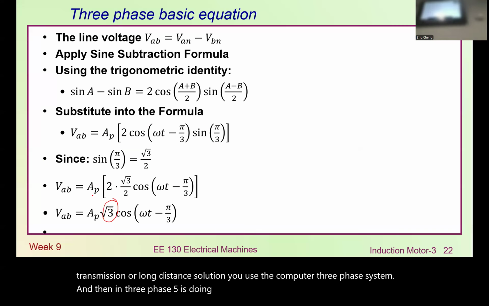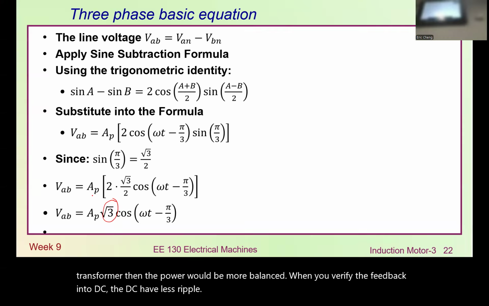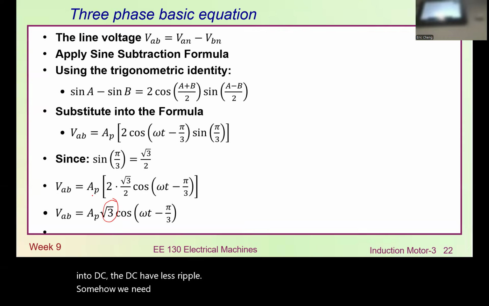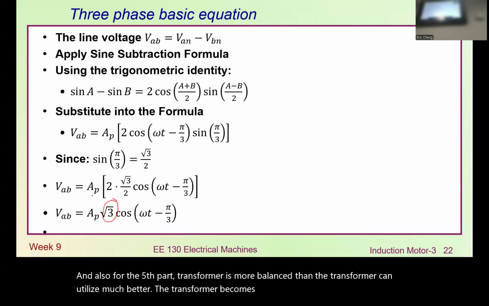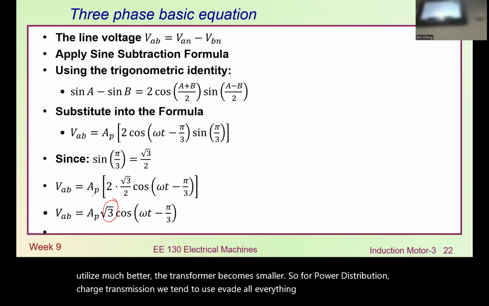Why are we doing that? Because for instance, for a 3-phase transformer, the power will be more balanced. When you rectify the 3-phase into DC, the DC has less ripple. Somehow we need to convert the 3-phase into DC or DC into AC to have the voltage conversion. Also the 3-phase transformer is more balanced, so the transformer can be utilized much better. The transformer becomes smaller. So for power distribution and power transmission, we tend to use 3-phase, and everything becomes smaller in size.